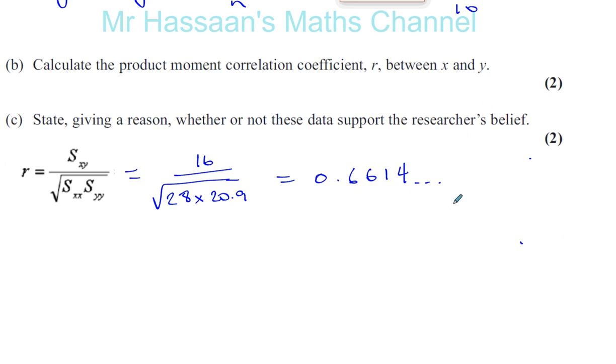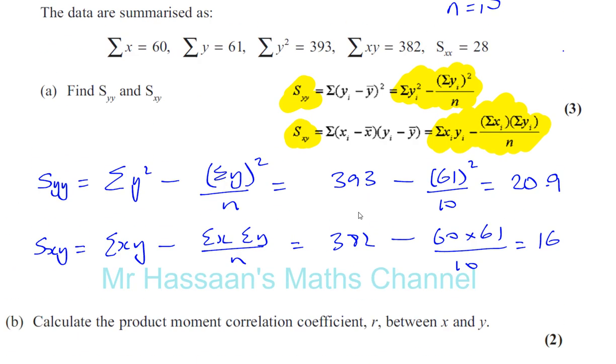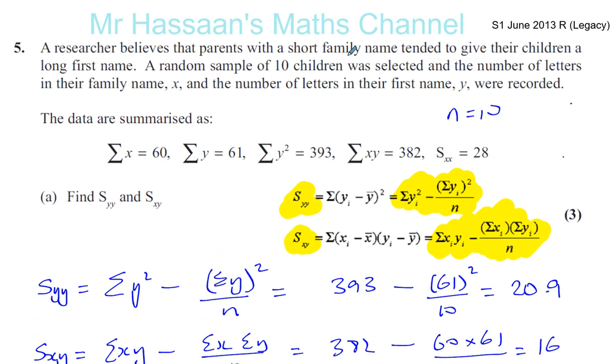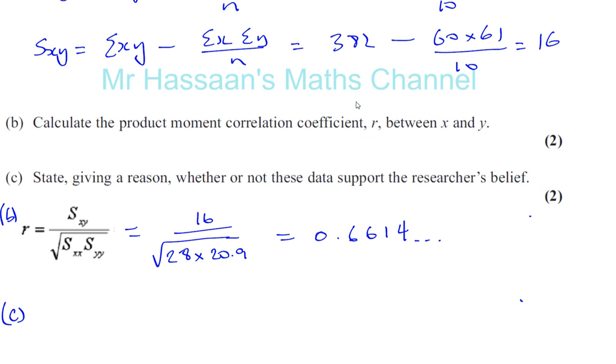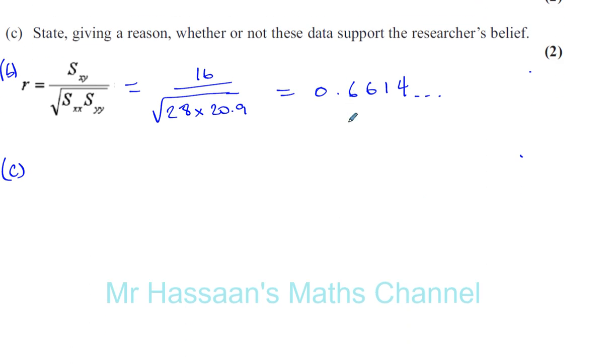That's part B. Now part C says state, giving a reason, whether or not these data support the researcher's belief. Well, the researcher believed that a short family name would lead to a long first name. So when one of them was longer, the other one would be shorter. If the family name was short, the first name would be long. That gives you an idea of negative correlation between the first and the second name. So the researcher's belief would lead to negative correlation.